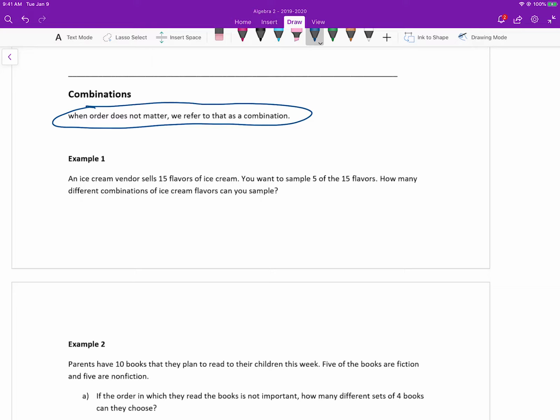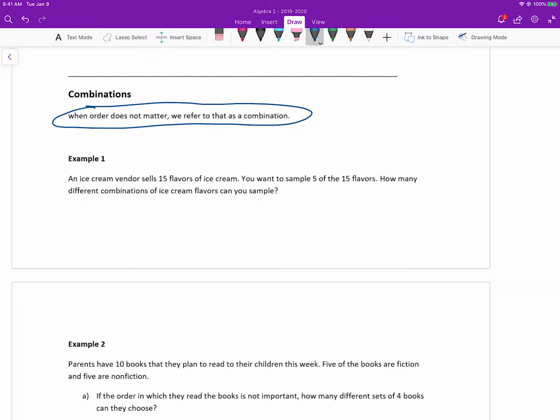So I think the most difficult part about this lesson is just figuring out, is it a permutation or is it a combination? Because we're going to pretty much use the same menu on the calculator. It's just going to be the combination button instead of the permutation button for these types of problems.